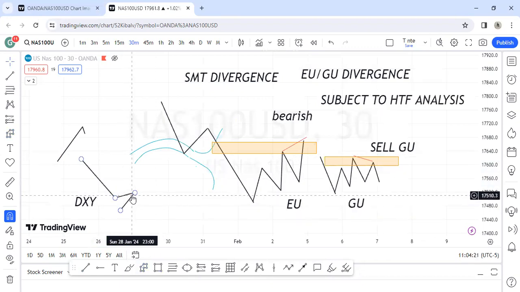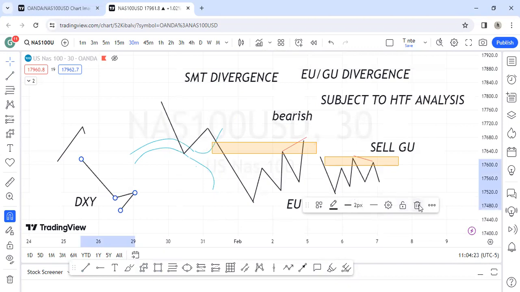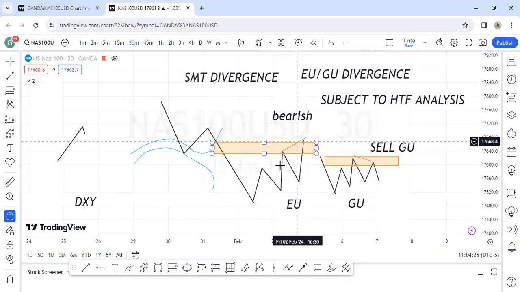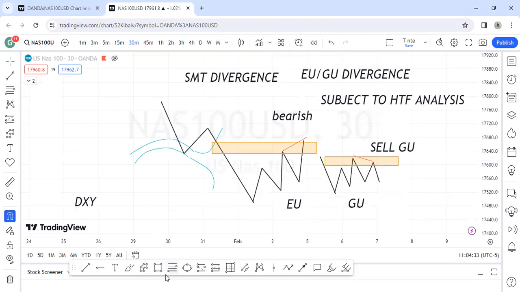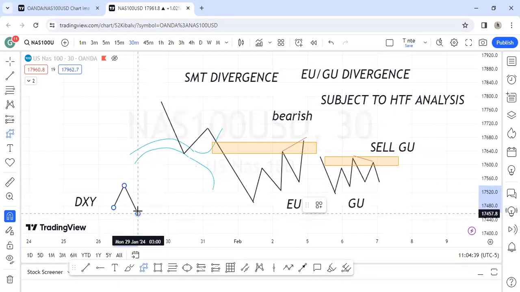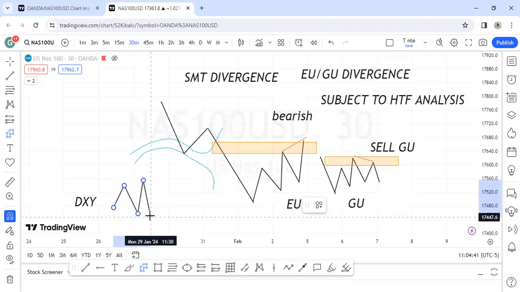Now, another way to confirm your SMT divergence is when you're looking at this and you're not really sure it's a divergence, then check DXY. Remember, if EU is making a high, what should DXY do? It should make a comparable low, right? I'll show you guys an example, don't worry. So if EU is making a high, that means DXY should make a low, right?